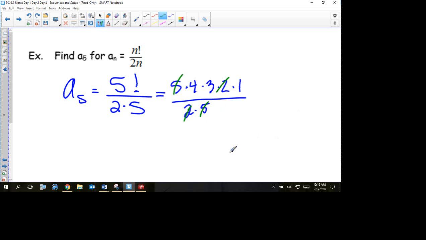What am I actually multiplying here? All right, 4 times 3. Get those calculators out.